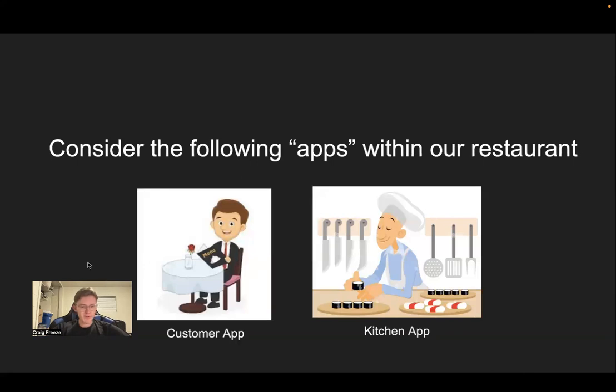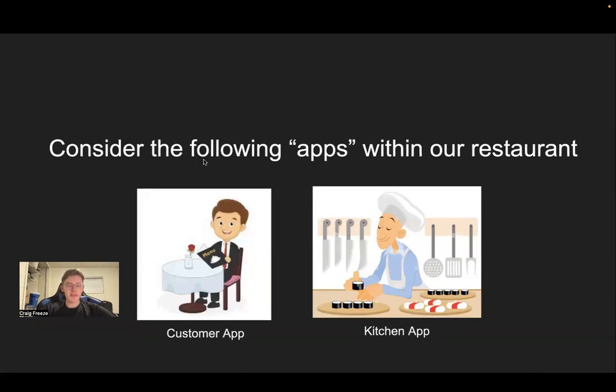We've all been to restaurants before, and I want you to consider the following apps that are inside of the restaurant. Obviously, you have a customer, and then you also have the kitchen. Our friend, let's call him Jimmy over here, would love to be able to look at that menu and make a request to the kitchen. Maybe he wants some really fancy sushi. So he figures out what he wants to order.